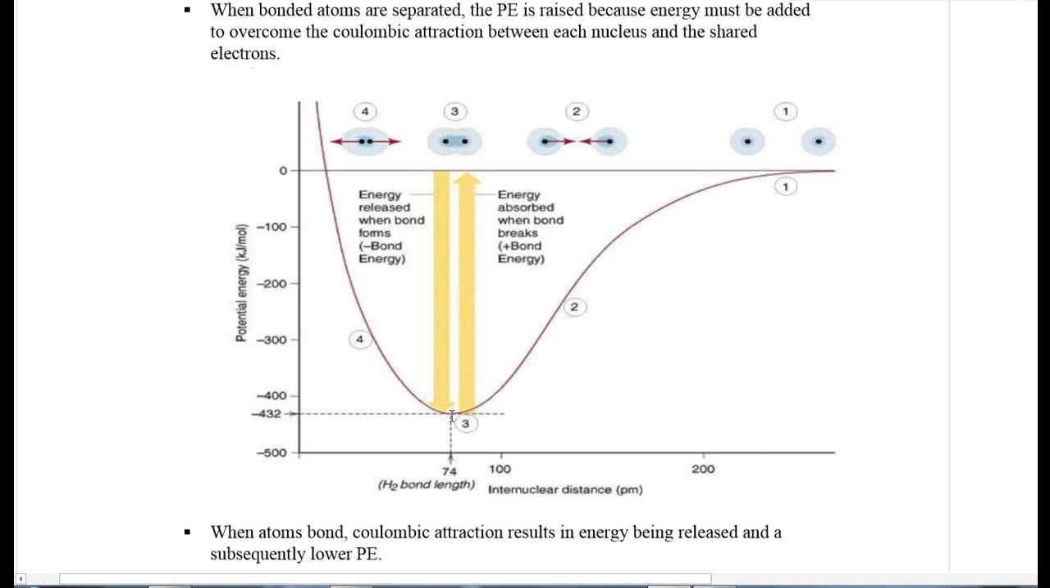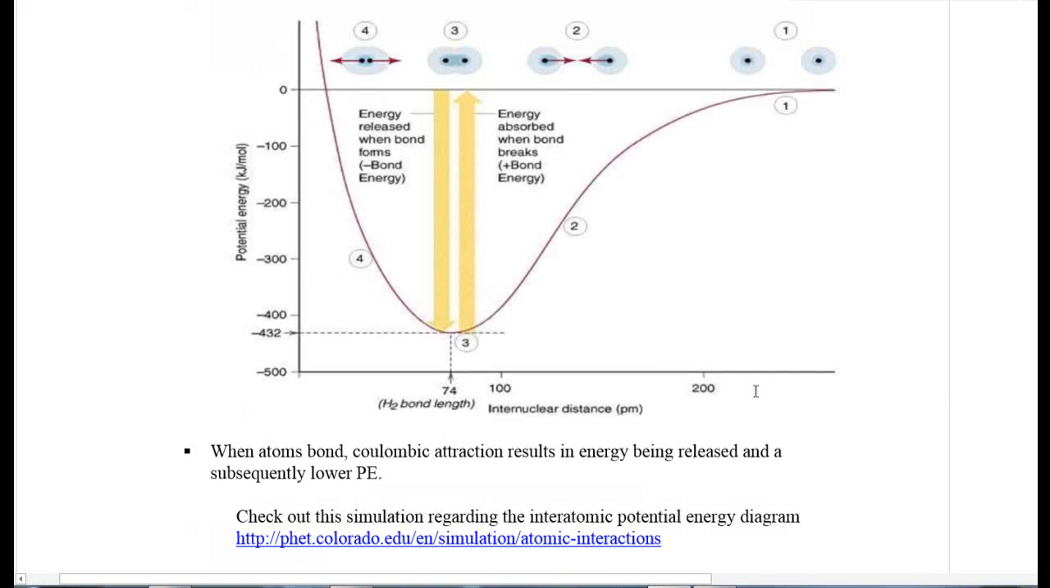They want to reduce energy to become more stable. Now, if these atoms were even closer together, they would start to repel each other. So there's some dip here that is the perfect place for any atom. They're all going to have a shape that looks like this for a bond, right? Where there's this dip in potential energy, and that's where the atom is going to want to exist. So when the atoms bond, the Coulombic attractions between the electrons here and the nuclei here results in energy being released, and it lowers potential energy.